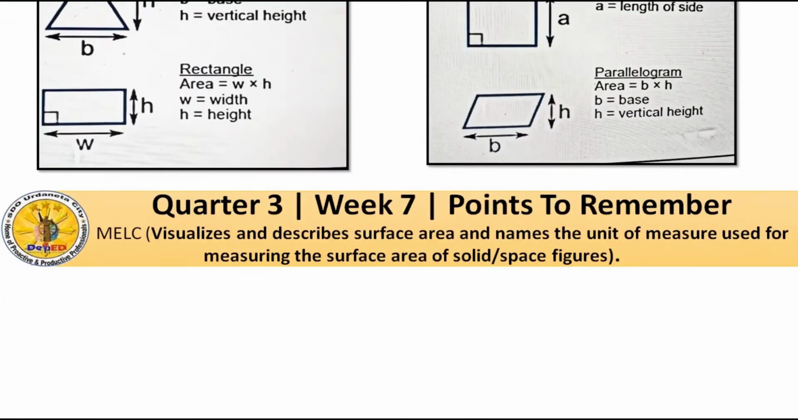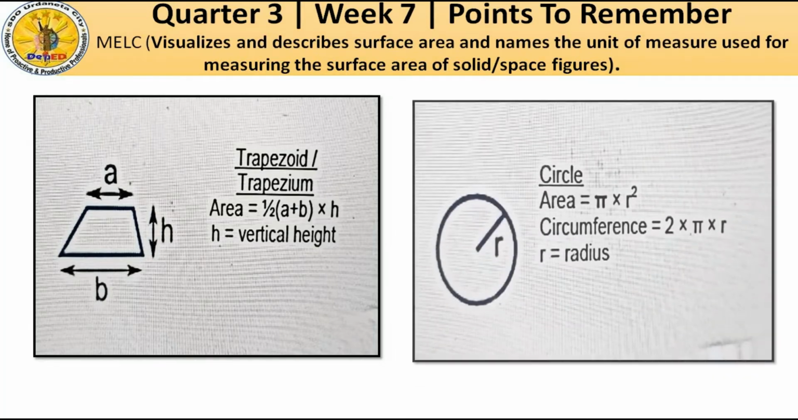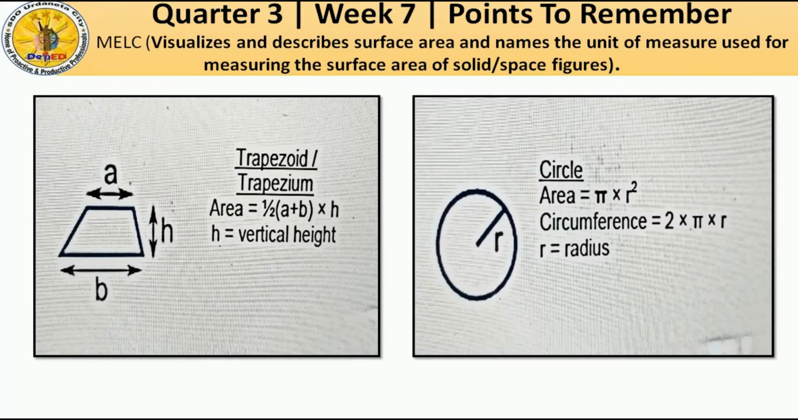For a trapezoid or trapezium, area is equal to 1/2 (a + b) times height, where h stands for vertical height. And for the area of a circle, we have pi times r squared. And for the circumference of a circle, we have 2 times pi times r, where r stands for radius.